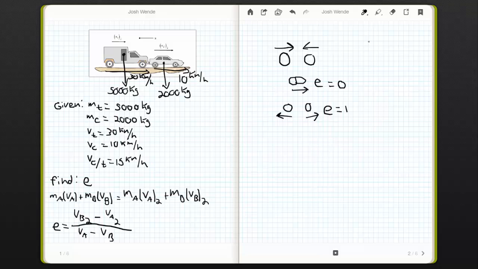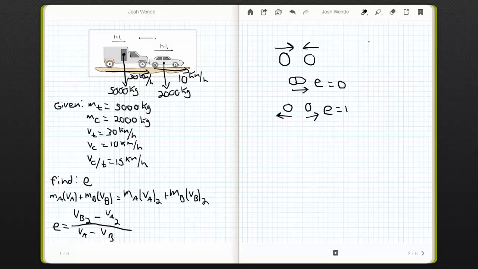After the maximum deformation happens, they'll start to separate and you'll have a period of restitution. And one of two things can happen during the period of restitution. The two particles will either return to their original shape or they'll remain permanently deformed. If they return to their original shape, that's when the coefficient of restitution is equal to 1. That's considered elastic impact.